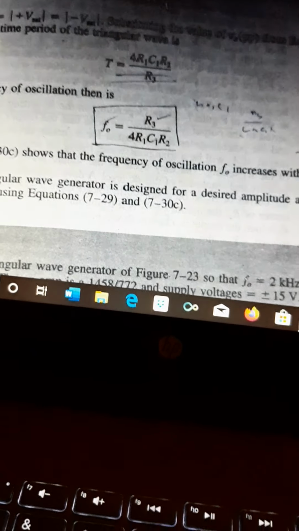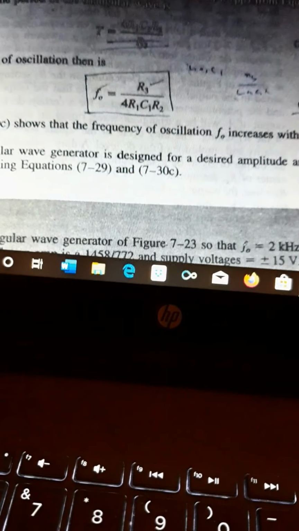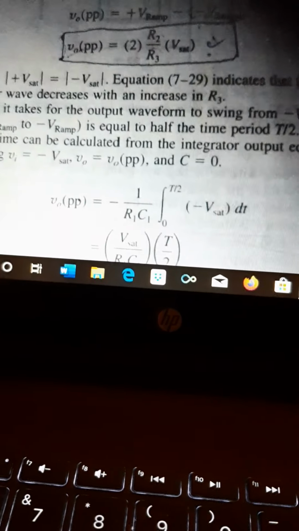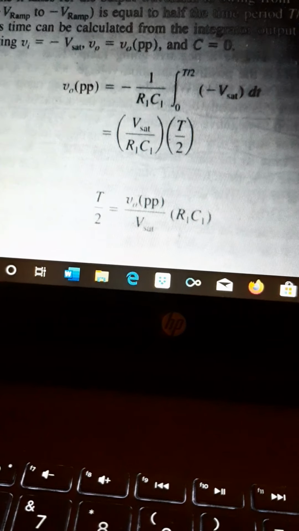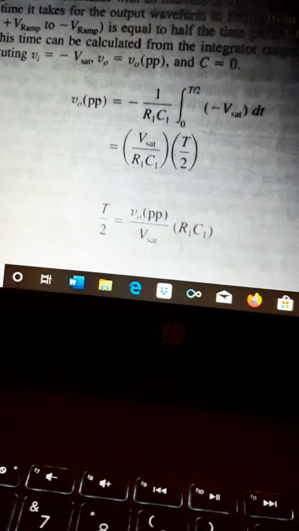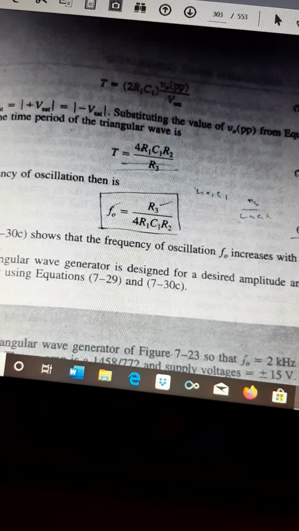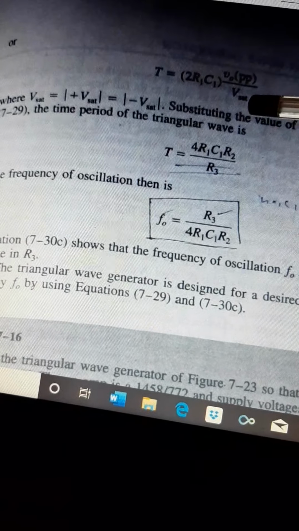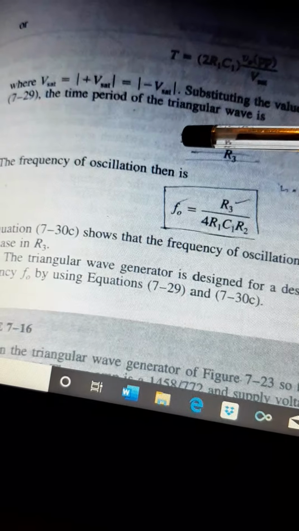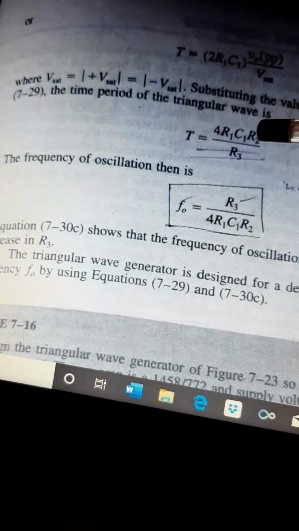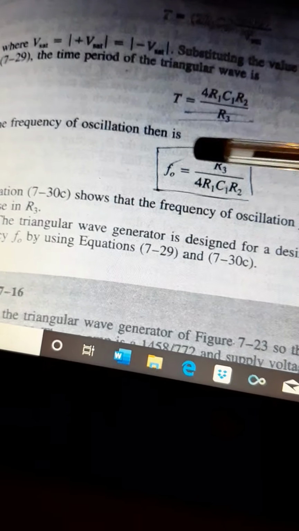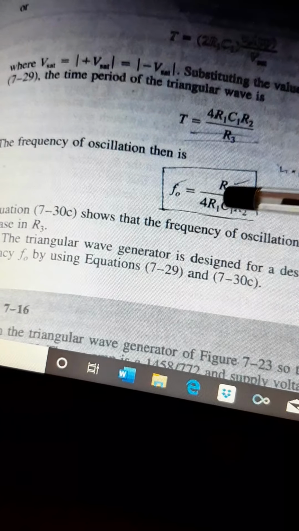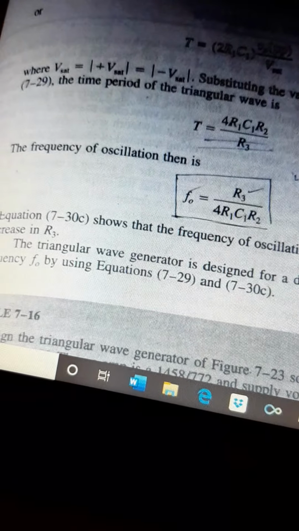V0 peak to peak, we know what it is, that is already given here. Substituting all those things, you will get T is equal to 2 R1 C1 V0 peak to peak by Vsat. Substituting this, you get T is equal to 4 R1 C1 R2 by R3. F0 is 1 by T, so it is equal to R3 divided by 4 R1 C1 R2.